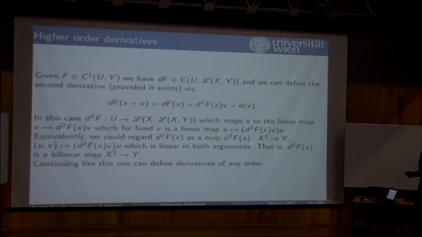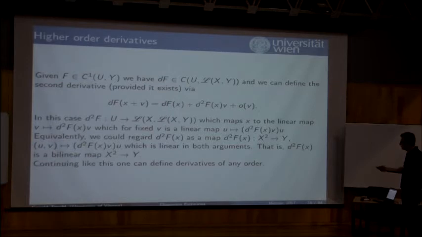We started with a function with values in y. The first derivative will have values in the linear operators. The second derivative will have kind of two arguments, and it will be bilinear. So it will be a bilinear function, and higher derivatives then will be multilinear functions. By the way, you can of course also show that it will be symmetric, at least in the C2 case. This bilinear function will be symmetric. Okay.